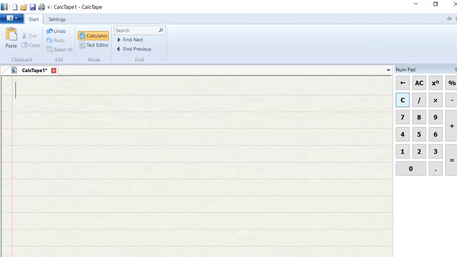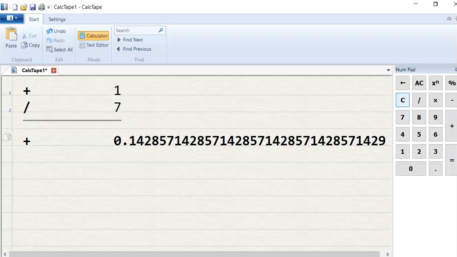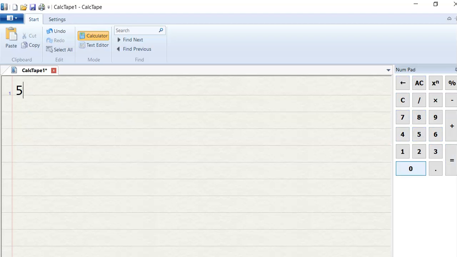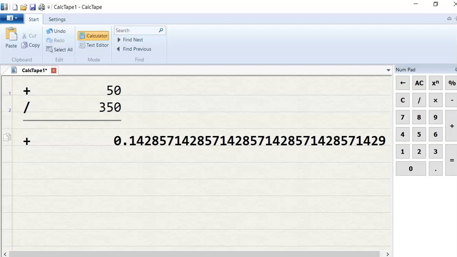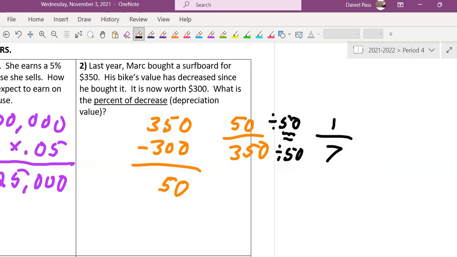Oh, I had that on there right there. But let's see, 1 divided by 7 is 0.1428, or if we didn't reduce, it'd be the same thing. 50 divided by 350 is 0.14285. I thought you all had that on your paper, didn't you? No? You didn't have that? Okay. Thinking of the other class.